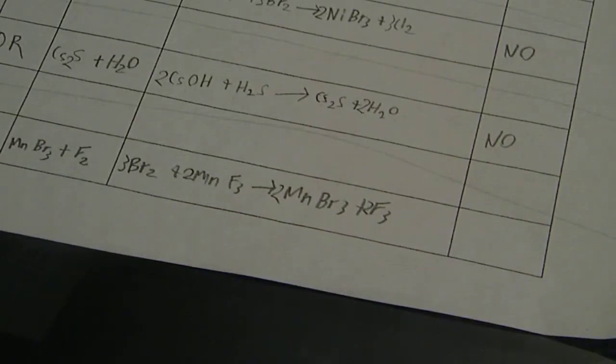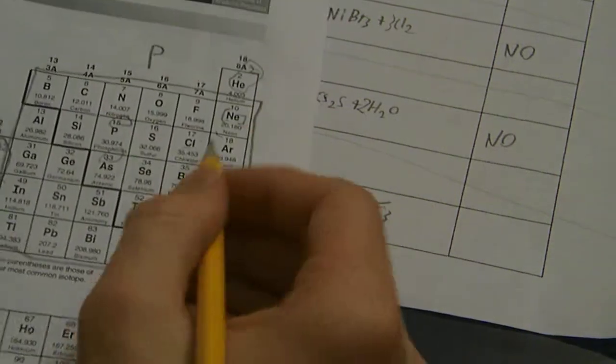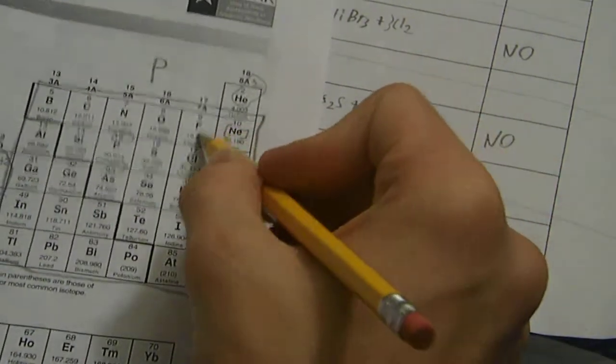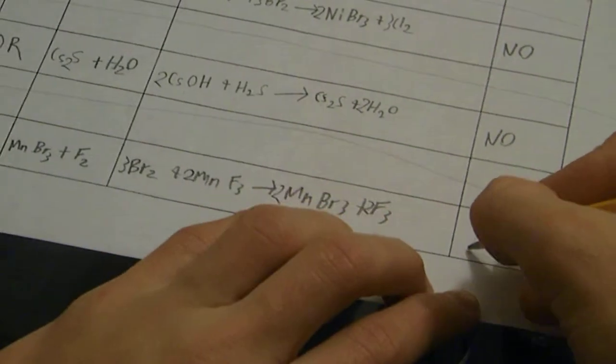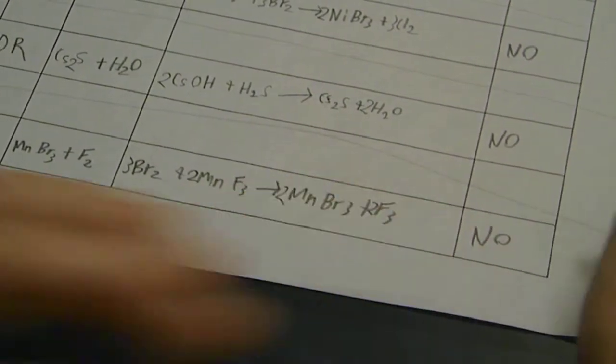So now we're done with that. We balanced it. So now we check to see if it happened. So we're going to see which one of the nonmetals is stronger. If you look, Br is weaker than fluorine, so the reaction cannot happen. So, done with the front, moving on to the back.